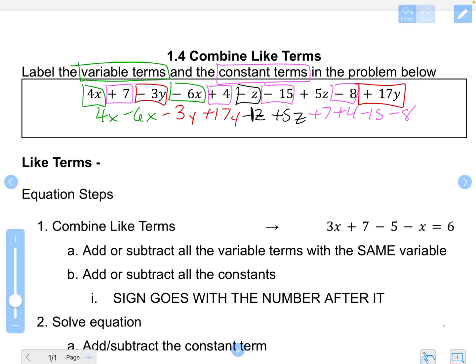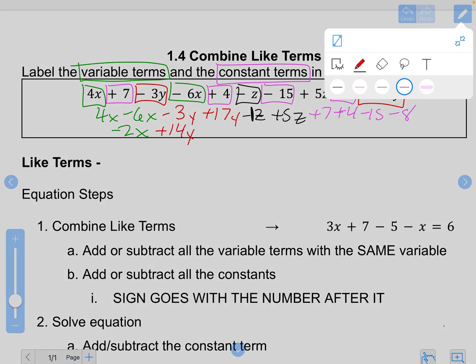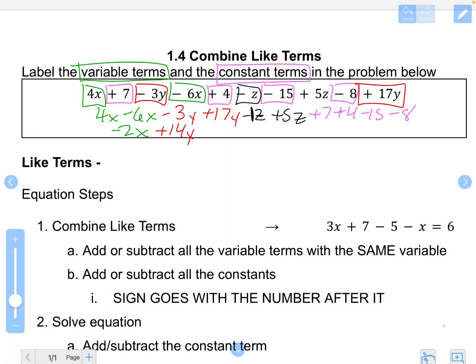So I'm just going to use the signs I have. 4 minus 6 is going to be a negative 2x. A negative 3 plus 17 is going to become a positive 14y. A negative 1 plus 5 is going to become a positive 4. And then I'm just going to do 7 plus 4 is 11. Minus 15 is negative 4, minus 8 is going to be negative 12.